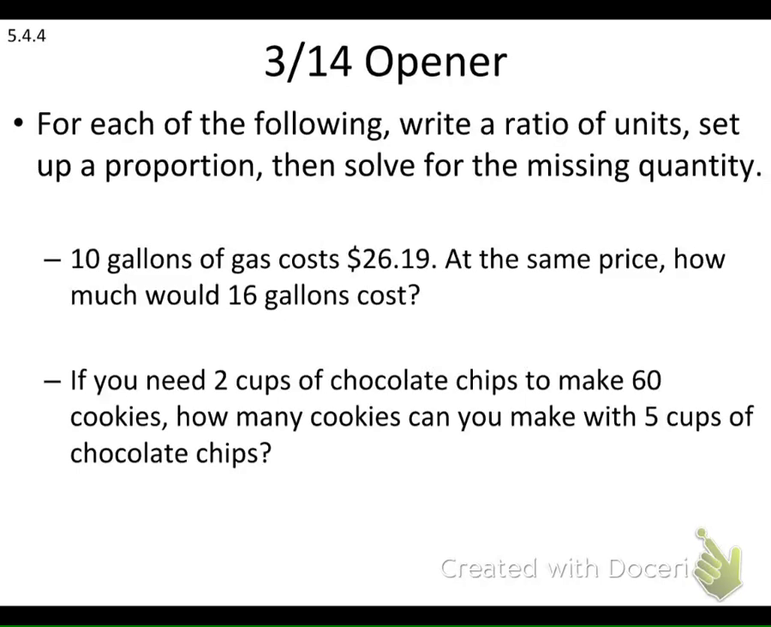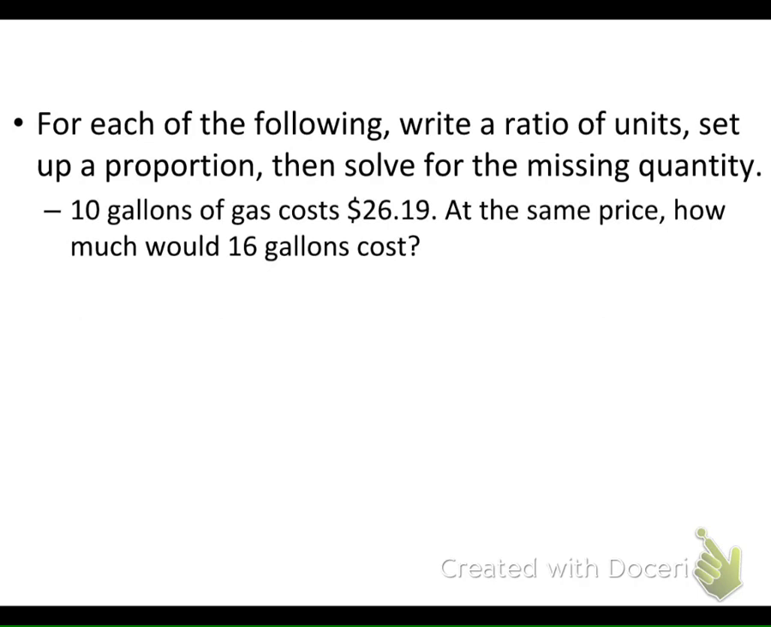So today's opener says for each of the following, write a ratio of units, the ROU, set up a proportion, then solve for the missing quantity. This is what we took our notes over yesterday. So the first thing that we need to do, as it said, is set up our ratio of units, our ROU. The ratio of units is basically a comparison of two units. All that means, what two things are they comparing?